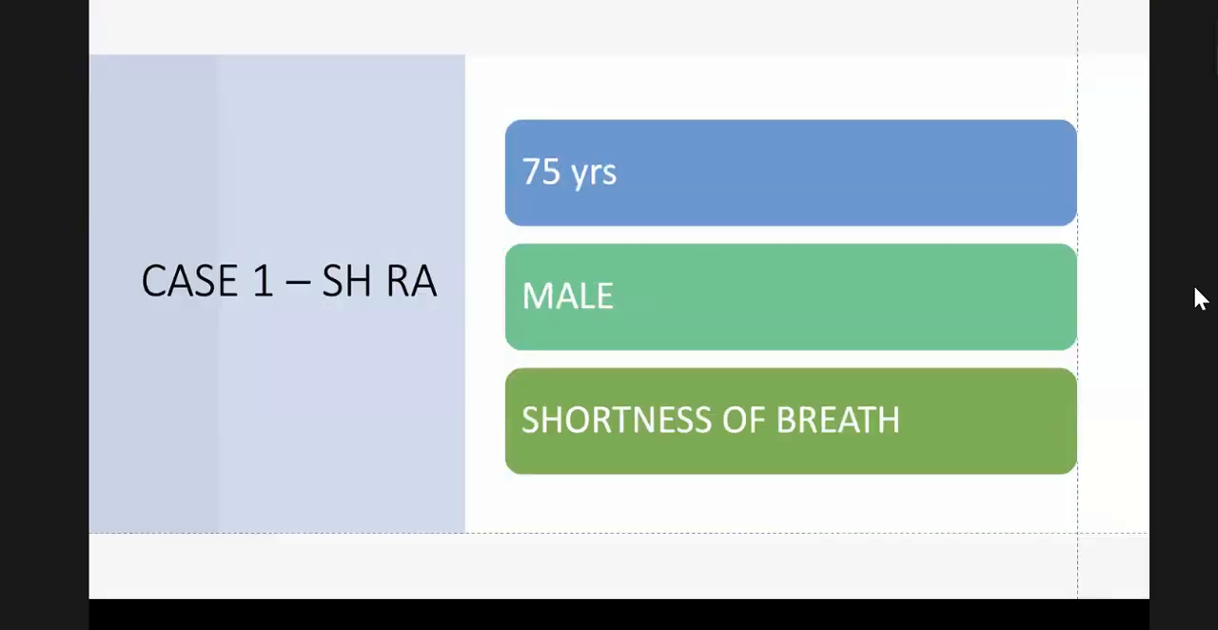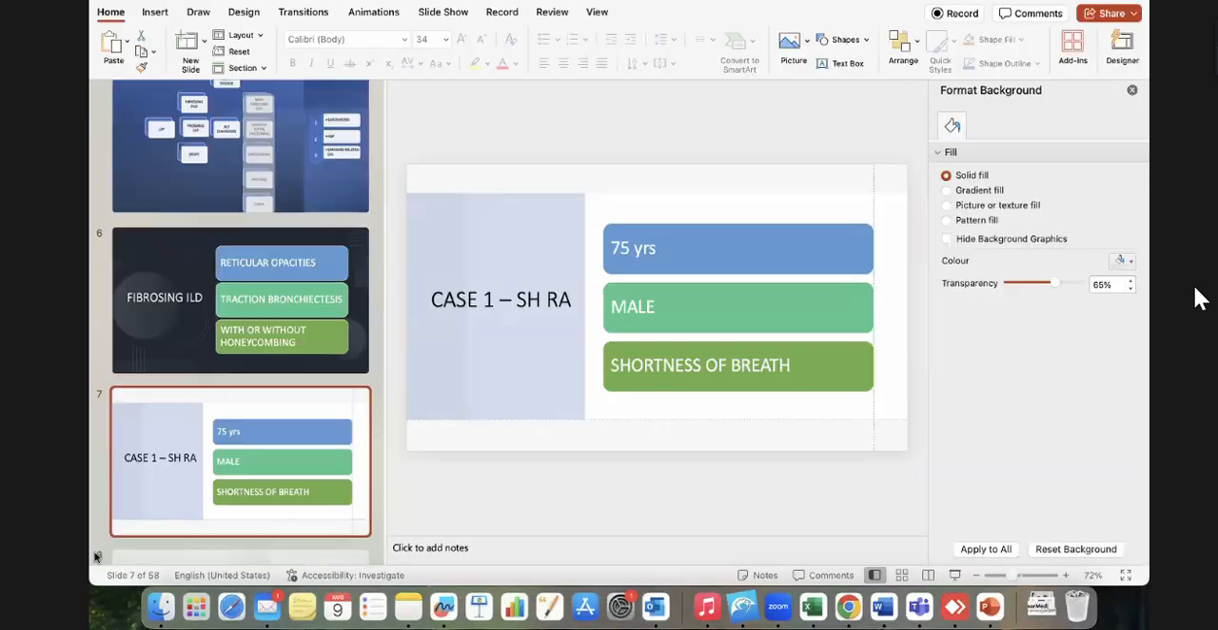So now I'll be showing you some cases. There will be some toggling because my cases are in my Horus. So I'll keep toggling between PowerPoint and Horus, but bear with me.